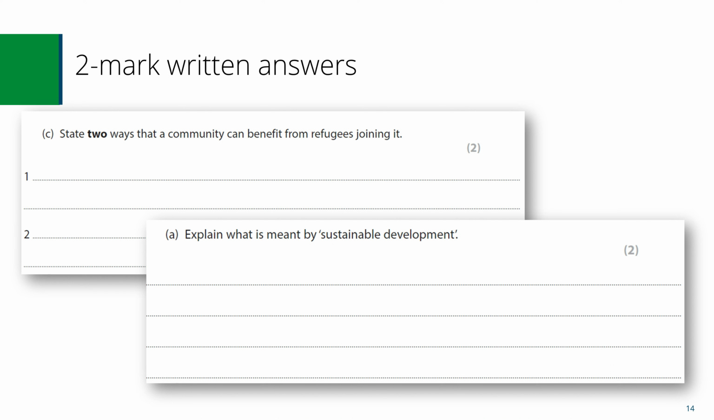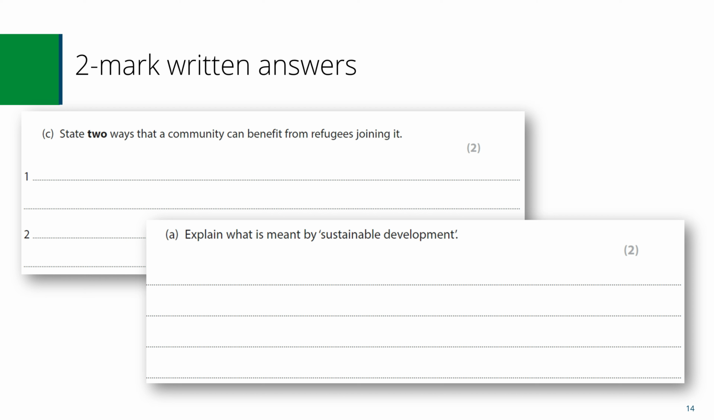We'll look now at 2-mark written answers. These appear throughout sections B, C and D. There are 2 different types of question construction that are used in the exam. One is testing breadth of knowledge, the other is testing depth.